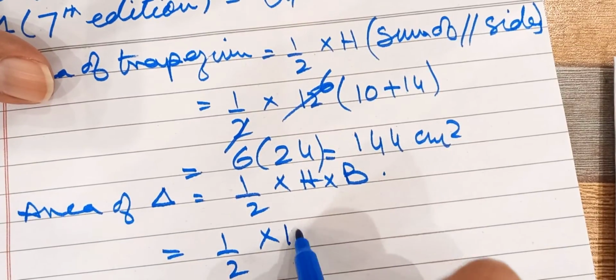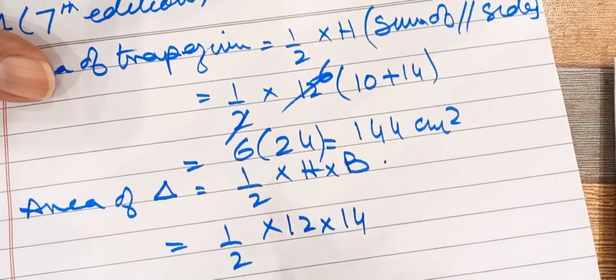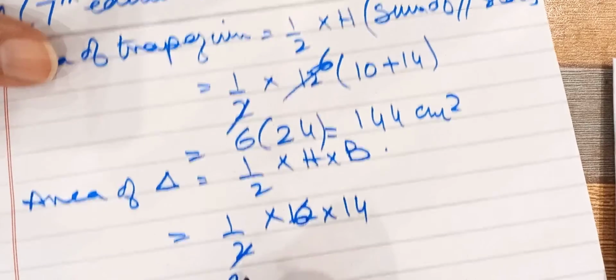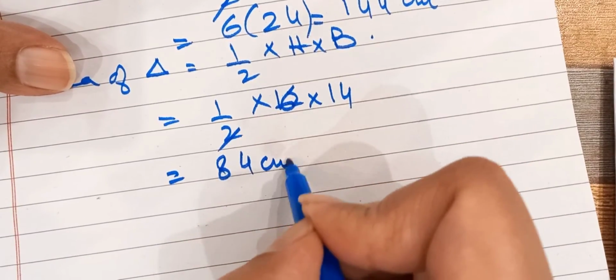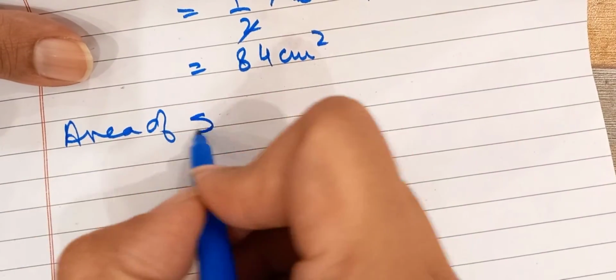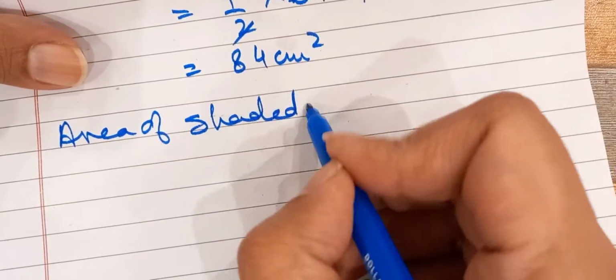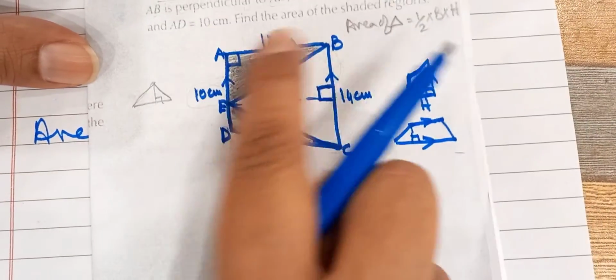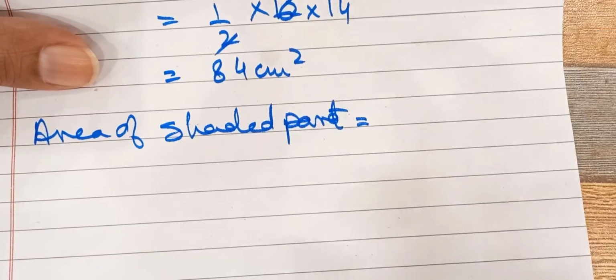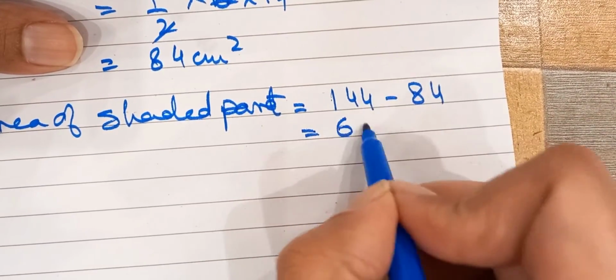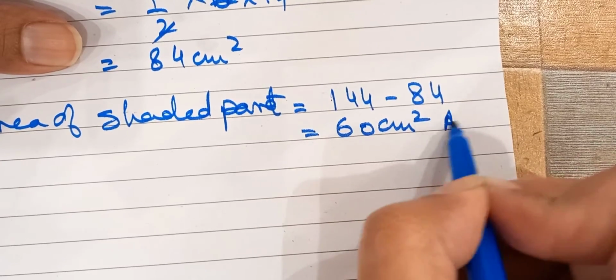So what am I going to write? 12 into 14, and when I do the calculation, I'm left with 84 centimeters square. Now area of shaded part would be the area of trapezium minus area of triangle, which is equivalent to 144 minus 84 is equal to 60 centimeters square is your answer.